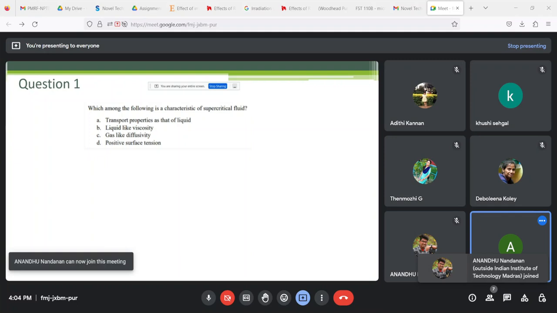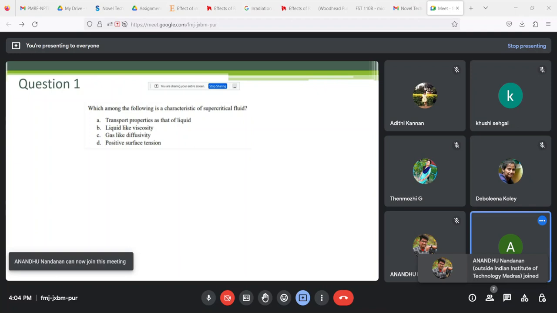Okay, so question 1, which among the following is a characteristic of a supercritical fluid? A, transport properties as that of a liquid. B, liquid like viscosity. C, gas like diffusivity. And D, positive surface tension.